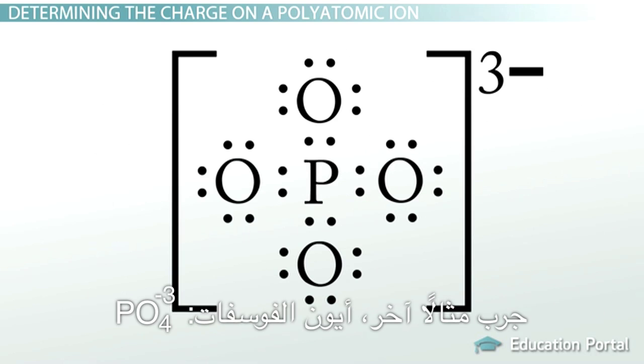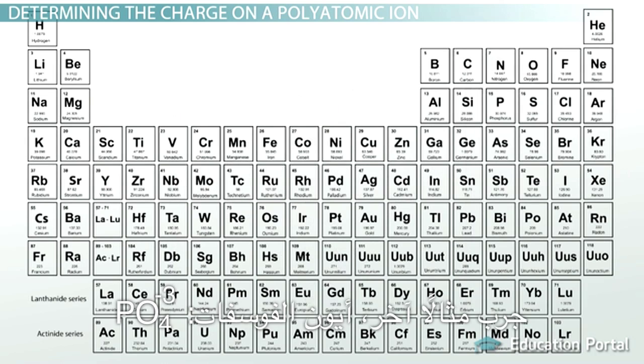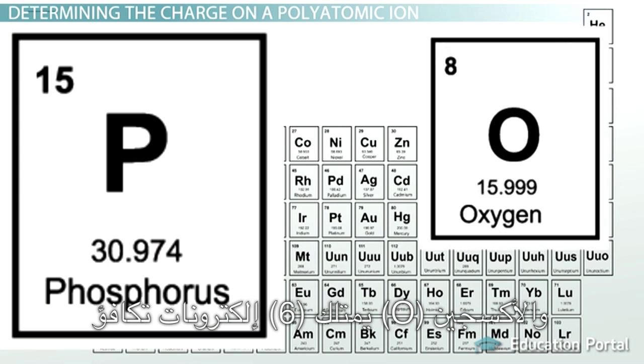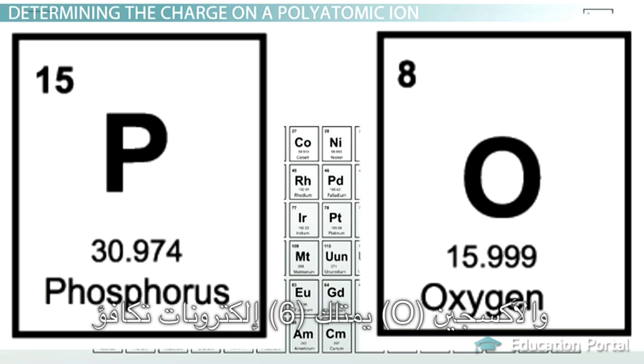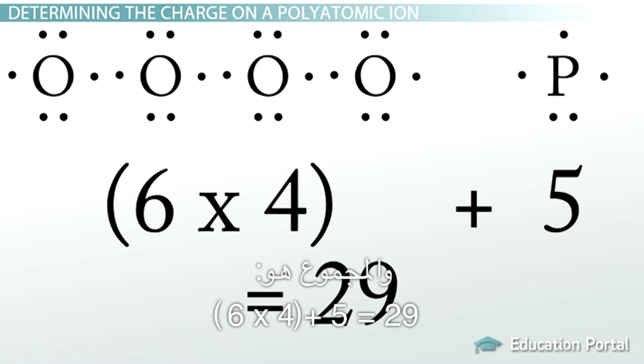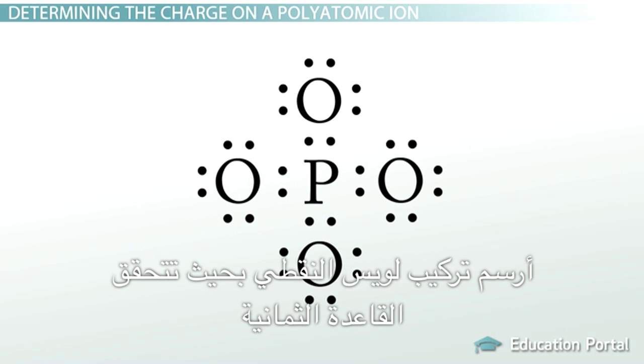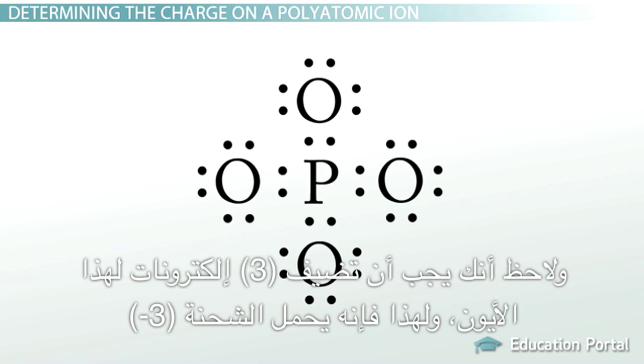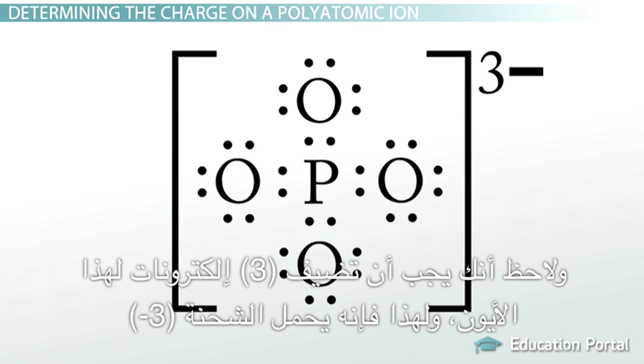Phosphate ion, PO4 3-. Phosphorus, P, has 5 valence electrons. Oxygen, O, has 6 valence electrons. This total is 4 times 6 plus 5 equals 29. Make the Lewis dot structure. In order for the octet rule to be met, the total is 4 times 6 plus 8 equals 32. So you had to add 3 electrons to this ion, and it has a -3 charge.